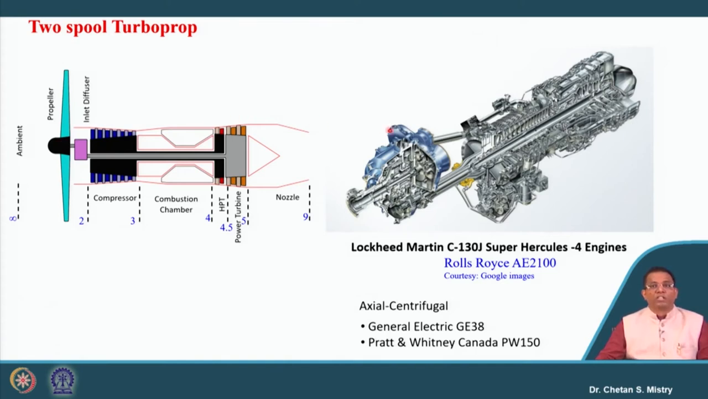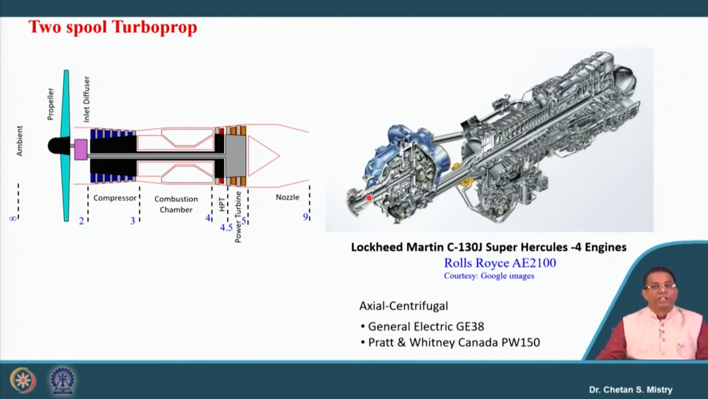Okay, so this is representing the cut section of the AE2100, which has been used for the Lockheed Martin C-130J Super Hercules. Four such engines are connected with this aircraft. Now here you can imagine the power generated by this engine is huge, and that can be configured by having a number of stages for the compressor as well as a number of stages for the turbine. And we have our reduction gear, which is connected with the propeller shaft. A similar kind of configuration is also possible with an axial centrifugal compressor combination.